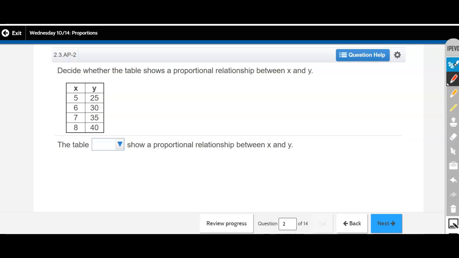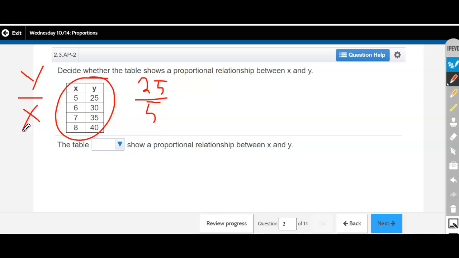This one says decide whether it shows a proportional relationship. So we got to figure it out. 25 over 5. And you should always, when you take these tables, you should always set them up as y over x. Seems backwards. It'll make more sense the further you move along in math. We'll get to all that stuff later.